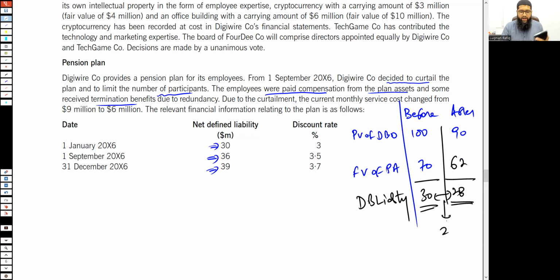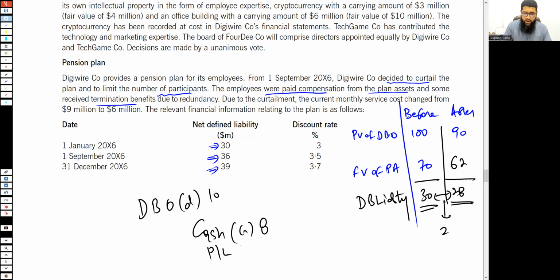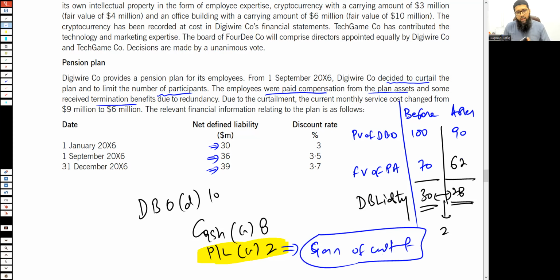How are you going to recognize all this? You would say cash credit by 8, the defined benefit obligation debit by 10, and the P&L credit by 2. So generally speaking, all that we do is recognize this gain on settlement and curtailment. This gain on curtailment in the P&L, that's what we recognize.